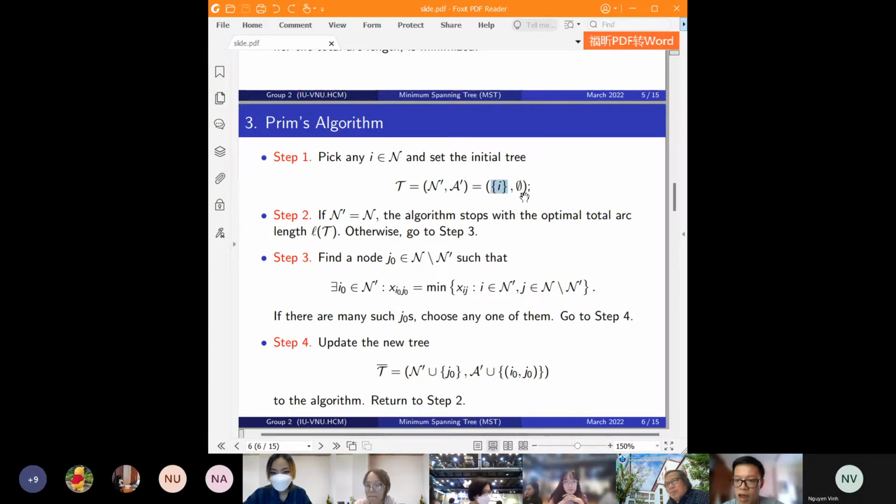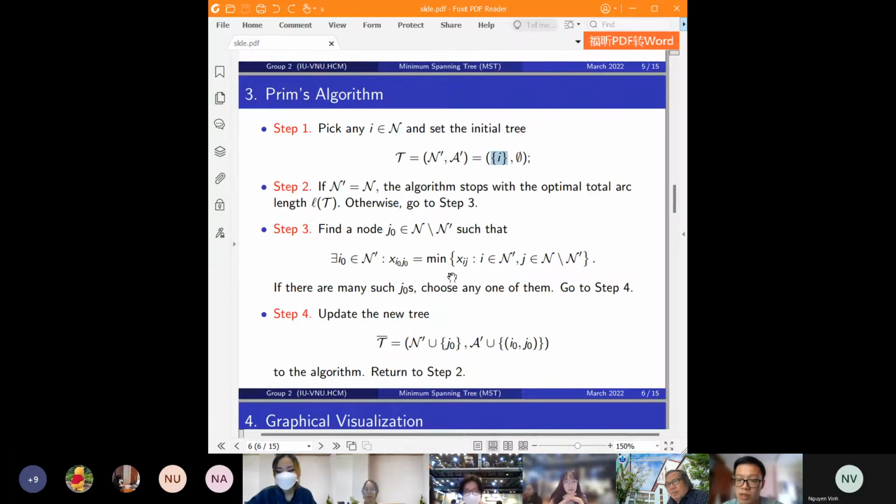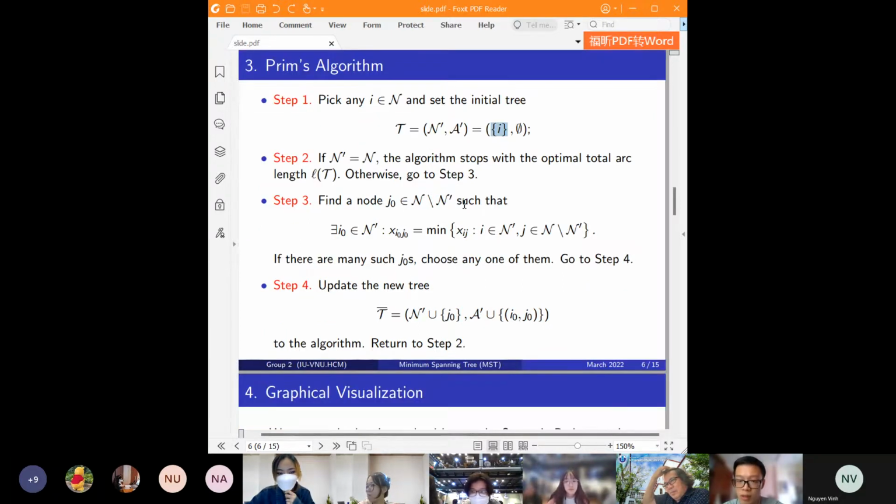Then we proceed to add arcs and nodes to this tree to complete it and yield an optimal tree solution. So in step 2, we check whether this tree already contains all the nodes in the provided graph. If it does, then the algorithm stops, and the optimal total arc length is the length of the current tree. Otherwise, there are some nodes in the graph that we haven't included in the tree yet, and we have to proceed to include such nodes.